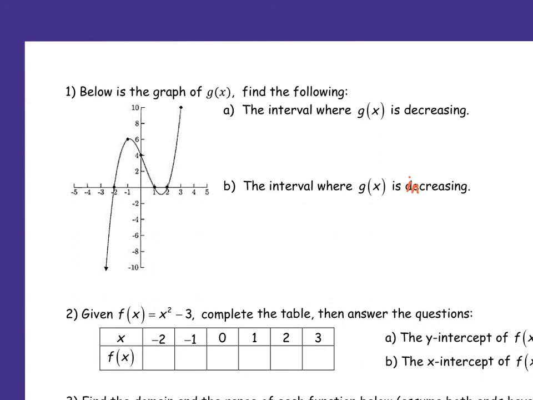So what does the word increasing and or decreasing mean? Can someone tell me what those two words mean? Even in English, what do they mean? Increasing means gets higher or bigger. Decreasing means lower or smaller. Awesome. That is exactly right. And they mean the same thing on my graph. So decreasing is where my graph is going down.